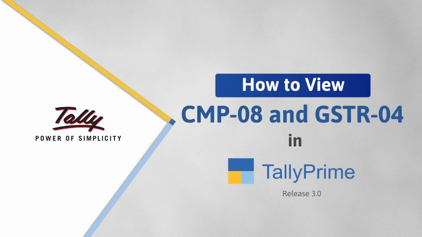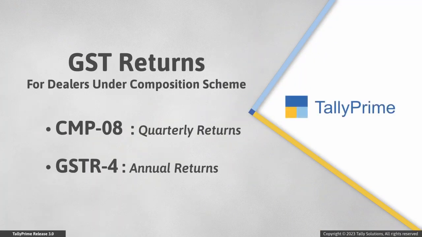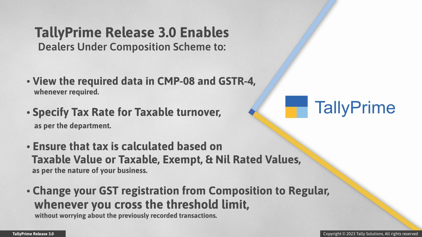In this video, you will understand the process of viewing CMP-08 and GSTR-4 in TallyPrime. As a composition dealer, you must be using CMP-08 to file your quarterly returns and GSTR-4 for annual returns. TallyPrime Release 3.0 comes with an enhanced experience of CMP-08 and GSTR-4. The reports are updated to cover various business scenarios so that you can view the required data.